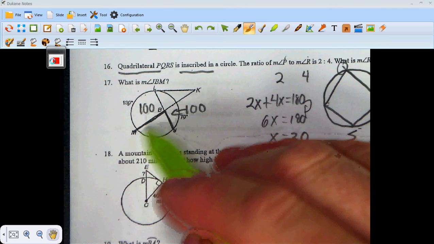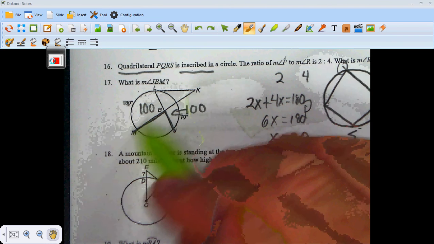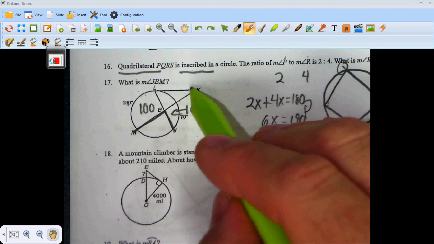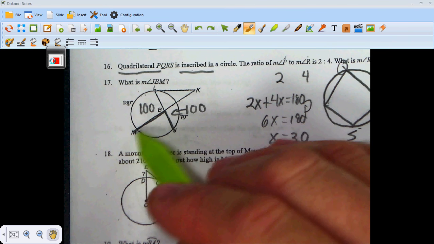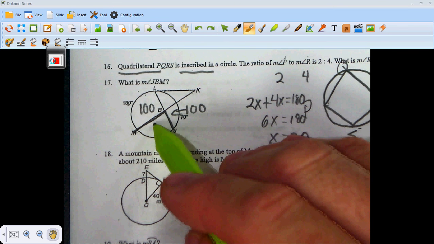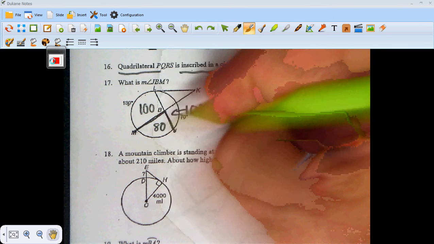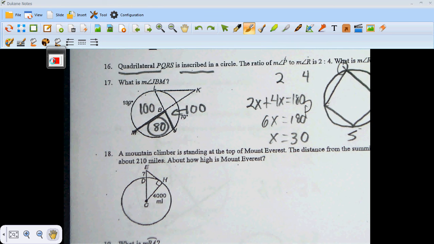What is K to M? That's called a what? A line. Okay, so how many degrees are in a line? 180. So how do I find this angle right here? There you go. And it's going to be what? 80 degrees. Okay? All right.